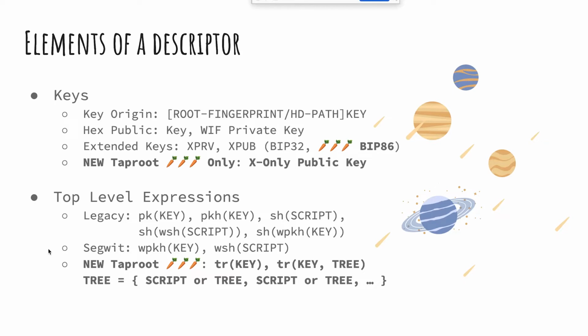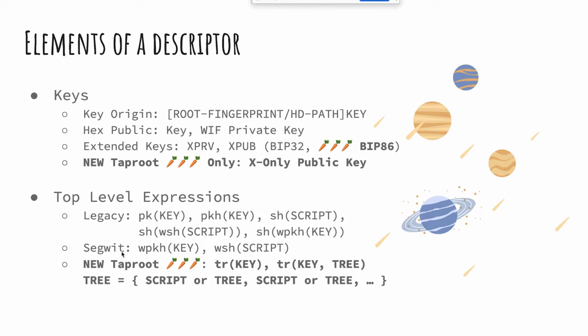Descriptors basically allow you to define your scripts in a functional kind of way, like you're doing functional programming, sort of. So the legacy top-level scripts that you can define in a descriptor are public key hash, script hash with a script inside, a script hash with a witness script hash with a script inside, or a script hash with a witness public key hash with a key. So these are all the legacy top-level ways to define the scripts that your wallet is going to use.